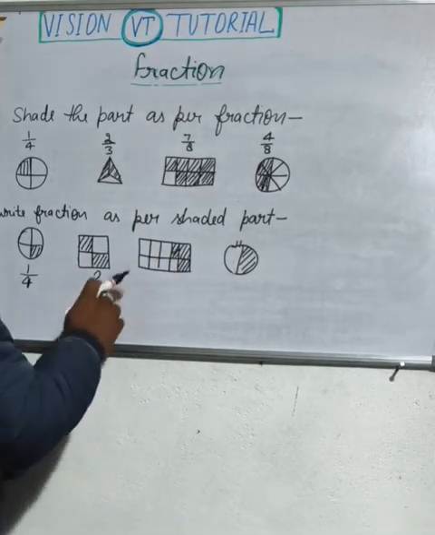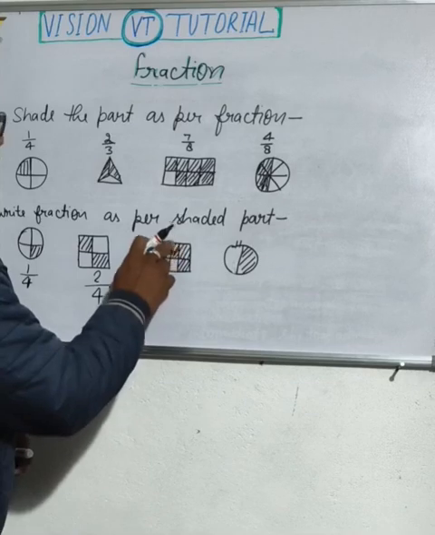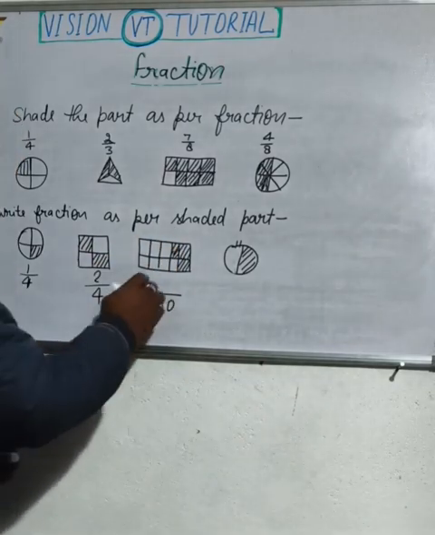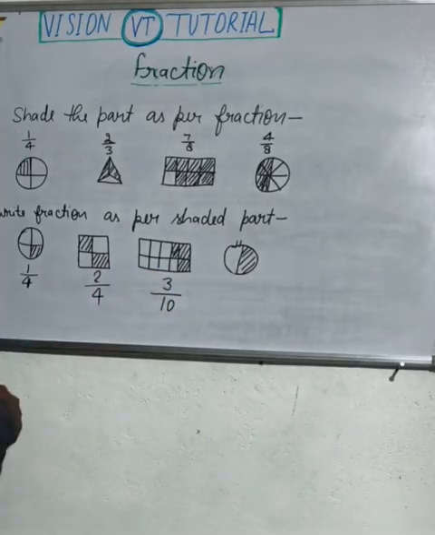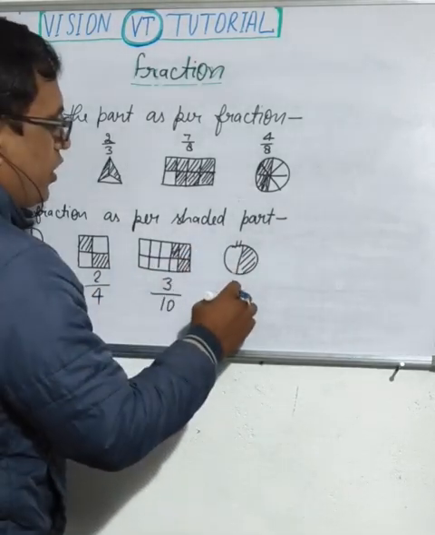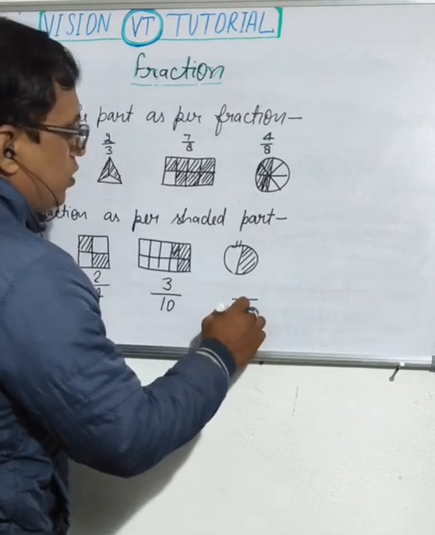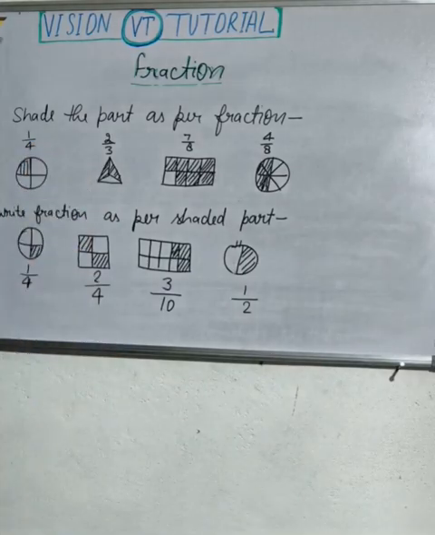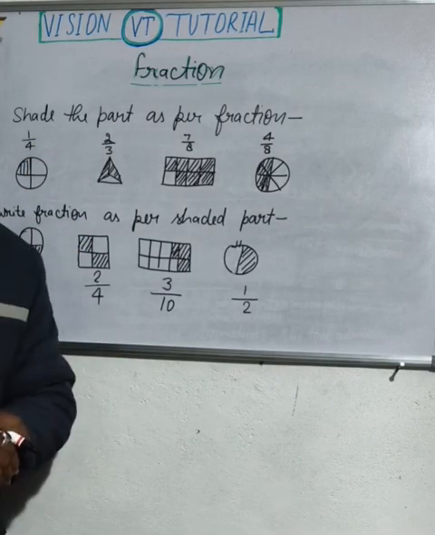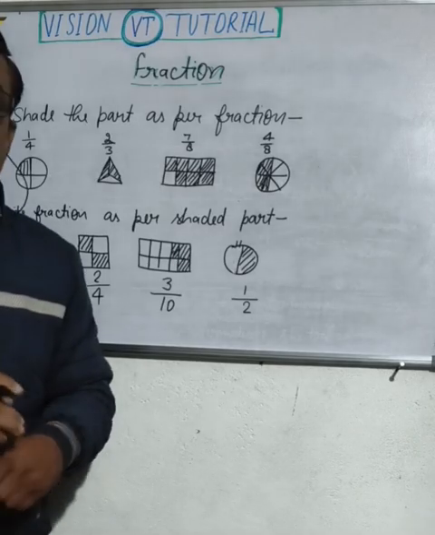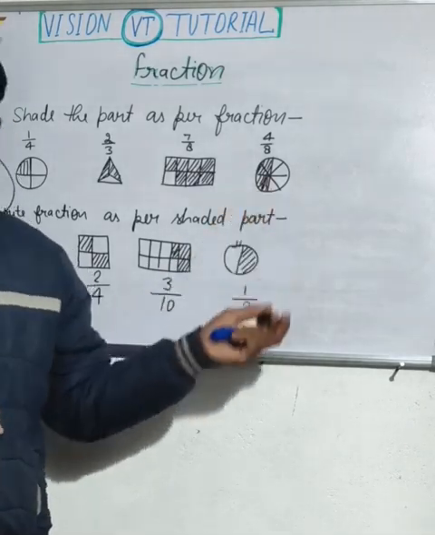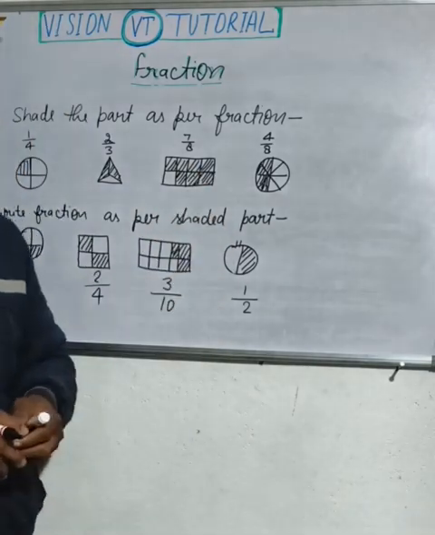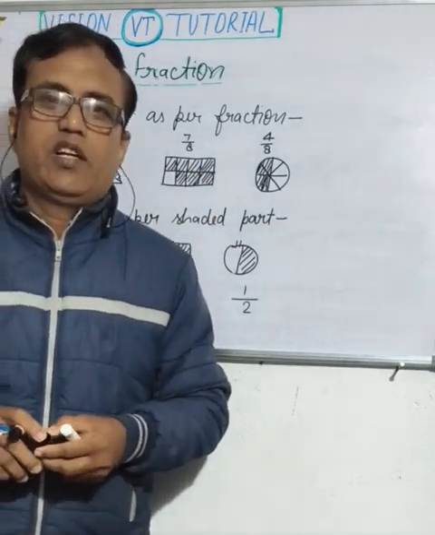Here, how many parts are there? 1, 2, 3, 4, 5, 6, 7, 8, 9, 10. So out of 10, how many are shaded? 3. So it will be 3 upon 10. And here, this apple is divided into how many parts? 2. One part is taken, it will be 1 upon 2. So in this way, we know the numerator and denominator of the fraction. Numerator is the number written above the horizontal line, and denominator is the number written below the line. So in this way, this is the basic first part of fraction.